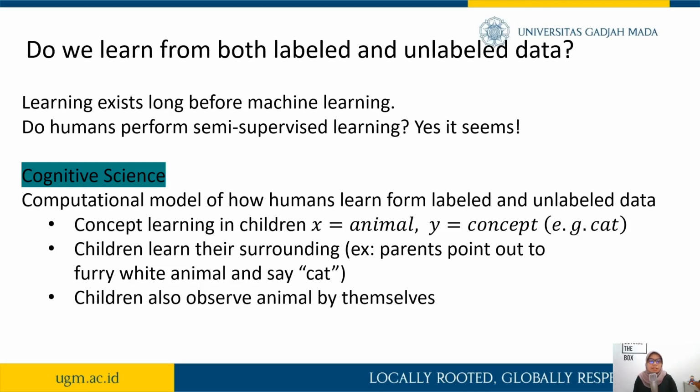And then at some point, children also observe animals by themselves. So when the children see another variation of a cat, they can observe that this is the same as the furry white animal pointed out by their parents. All right.